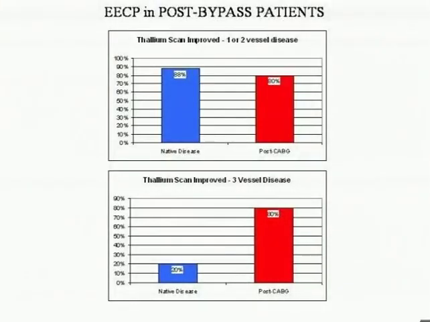Now, those with 1 or 2 vessel disease, native disease or recurrent disease, 80 to 90% improved, as you would expect. In those with 3 vessel disease who had never been bypassed, only 20% improved their nuclear scan. That makes sense, because where am I going to grow the collaterals from?